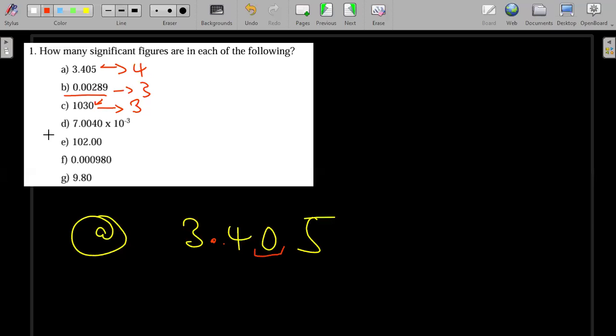All right, so what about D? How many significant figures do we have in that number?